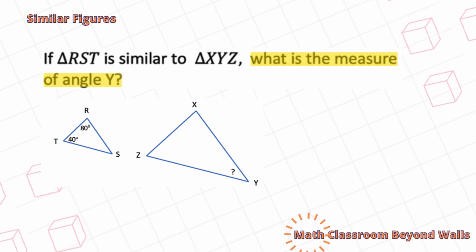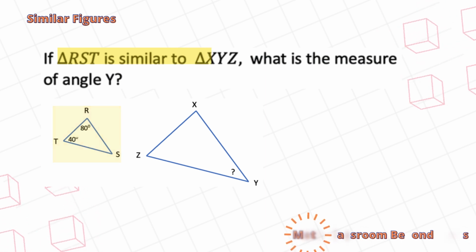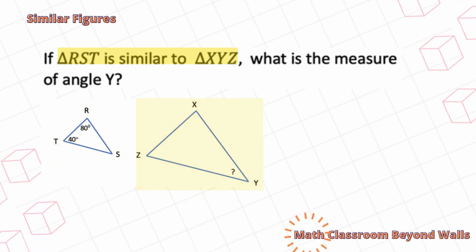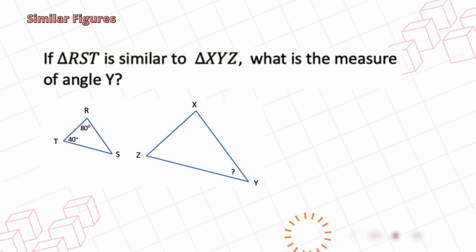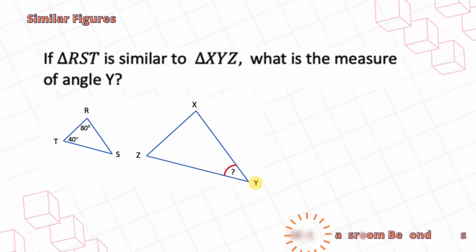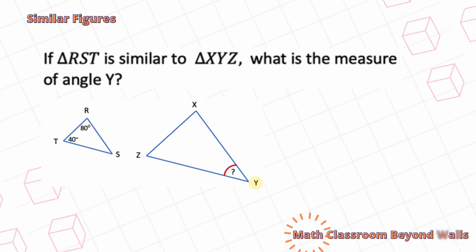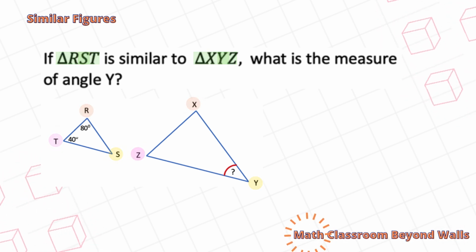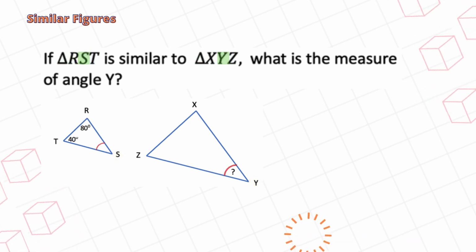What are given? We are given that triangle RST is similar to triangle XYZ. To answer the question, we have to determine which angle corresponds to angle Y on the smaller triangle. If it is difficult to determine this on the drawing, look at the names of the triangles. The corresponding angles must be of the same order. So it is S, right?